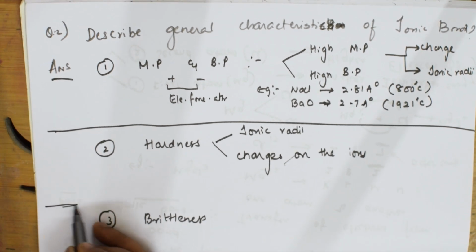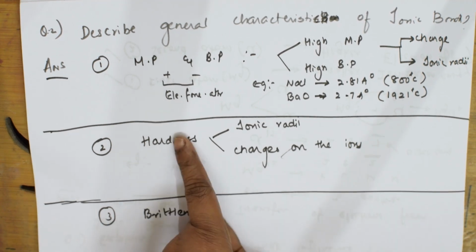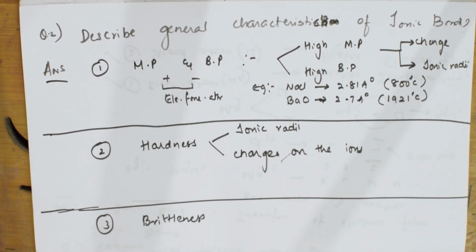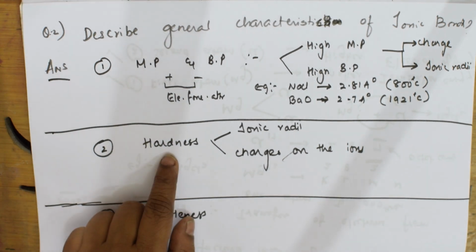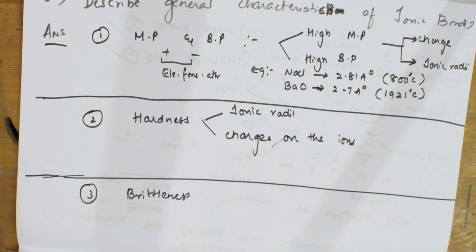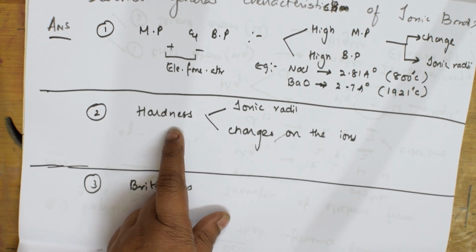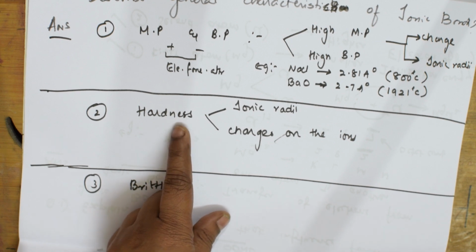Let me draw a line again. So what is the hardness concept? When we speak about hardness, what is the factor acting between ionic compounds? It is nothing but the electrostatic force of attraction. So when do we call it electrostatic force of attraction? When there is attraction between the positive cation and the negative anion. Now in ionic compounds, if the electrostatic force of attraction is stronger, hardness also will be more. Correct?